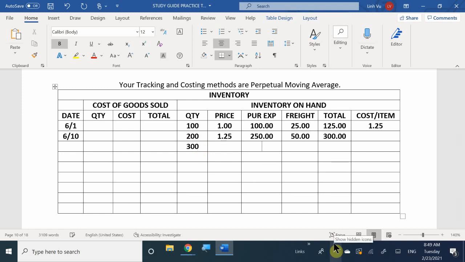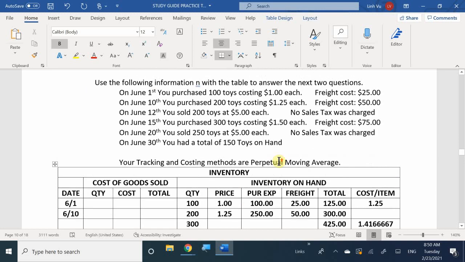Exactly. So we're going to add up our total. So I got 300 here. What's 125 plus 300? 425. All right. So now what is my average cost per item? $1.416667. Okay. Good. So now we're only focused on this one right here.